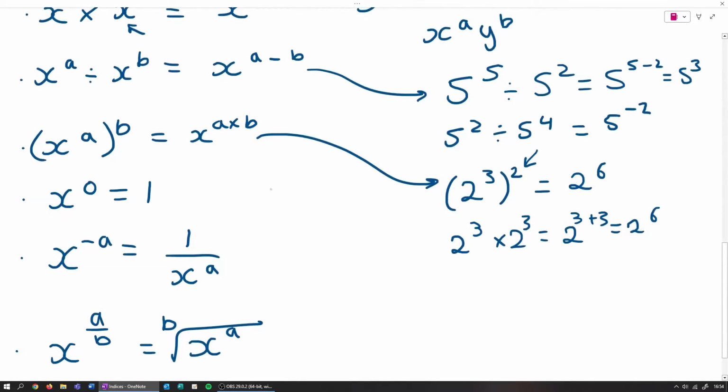Okay, so the next fact is that any number to the power of 0 is 1.